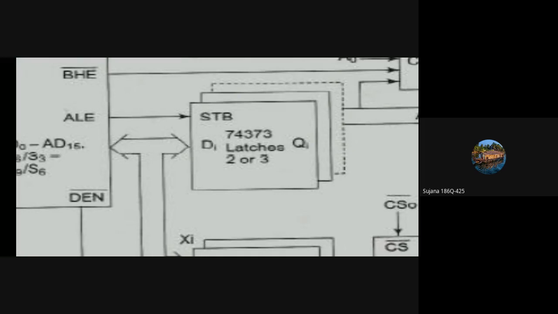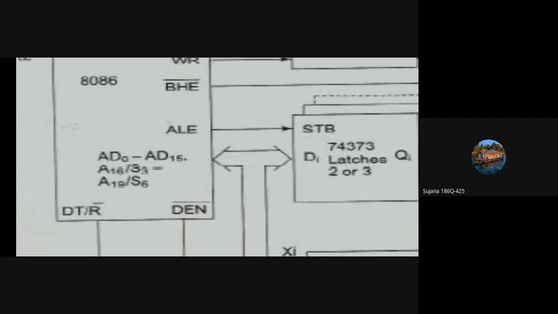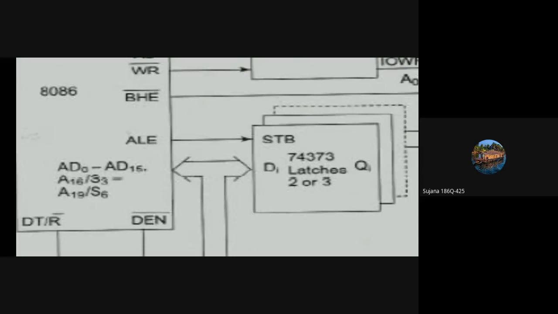These are used to separate the address from the address/data lines. We have address/data lines which are multiplexed. So these latches are used to separate this data and address. From these multiplexed lines, address and data get separated based on the latch operation.